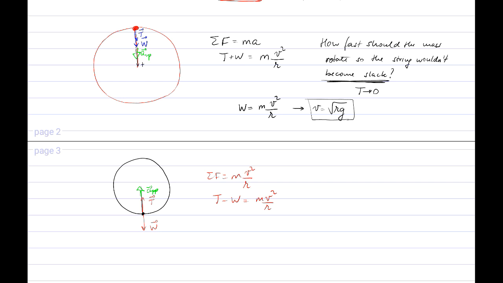So if I were to solve for the tension force in this equation, I would have mv squared over r plus the weight. And in the previous example, if we're looking back here, tension plus weight is mv squared over r, then I can solve for tension and get mv squared over r minus w. So those two equations, this and that, are different. Tensions are going to be different at the top and at the bottom of the trajectory.